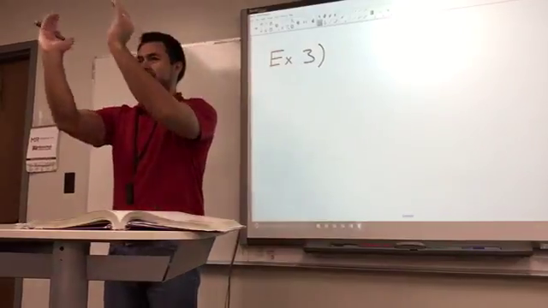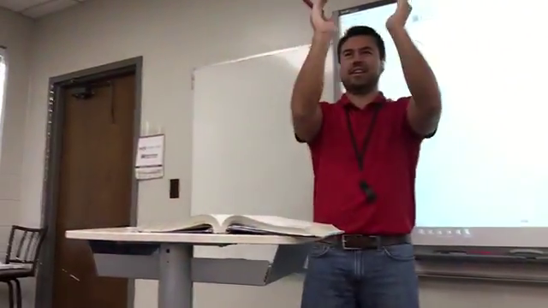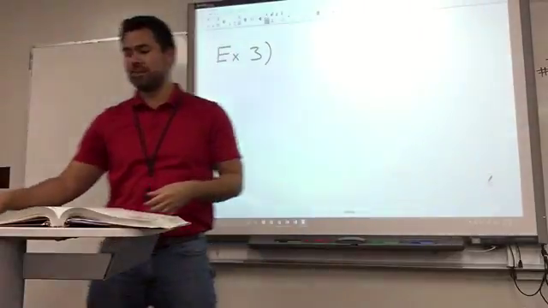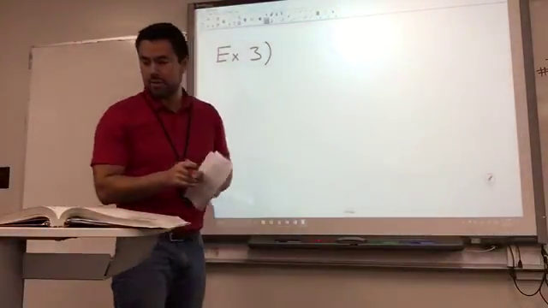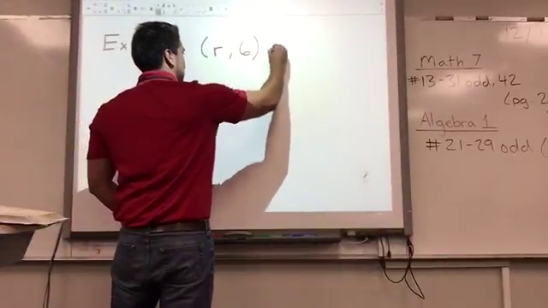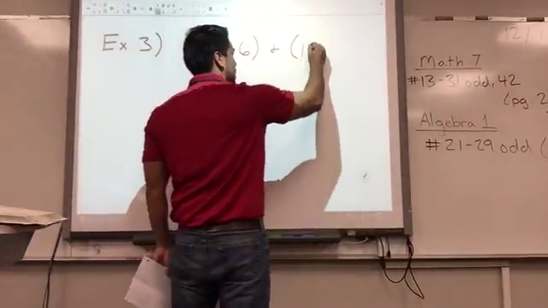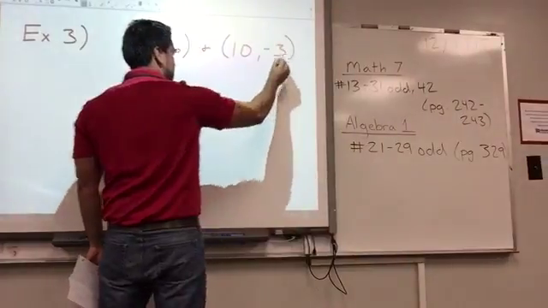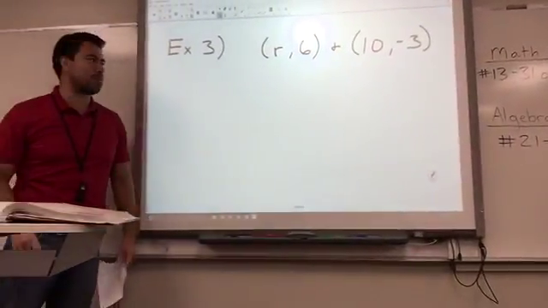They give me n, and they give you 2 ordered pairs, right? So I'm going to write those down. And what do we have? (r, 6), and what's the other one? (10, -3). All right, so we have the 2 ordered pairs, just like we did in the last problem.